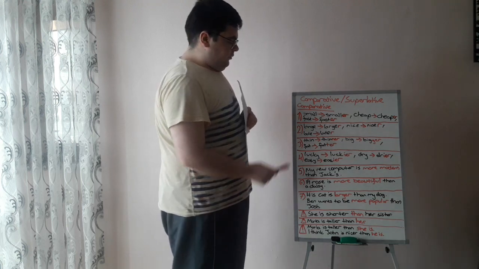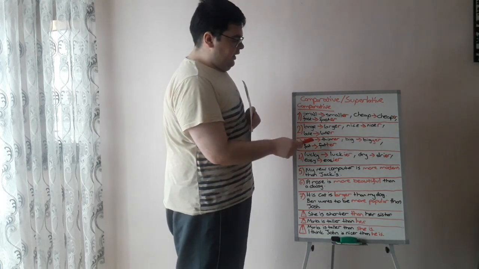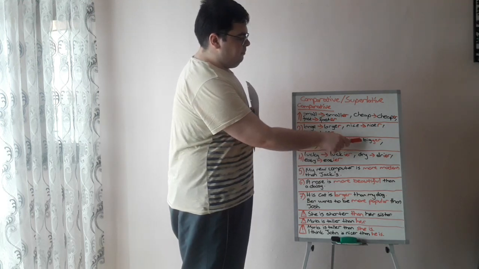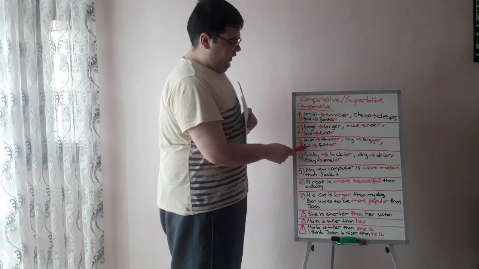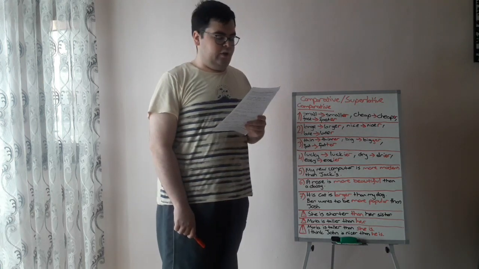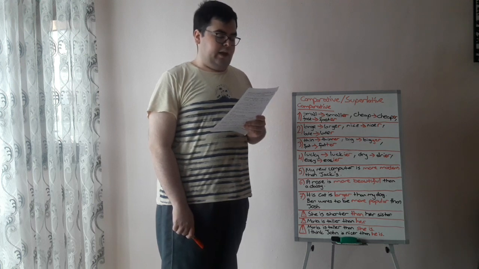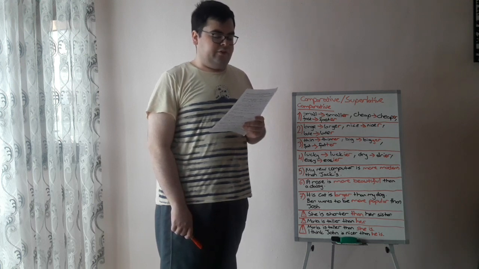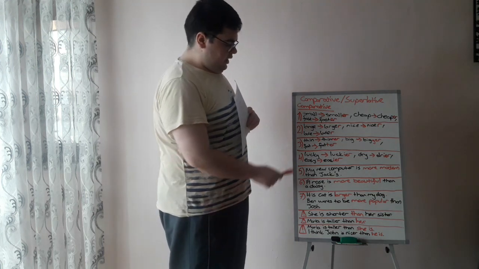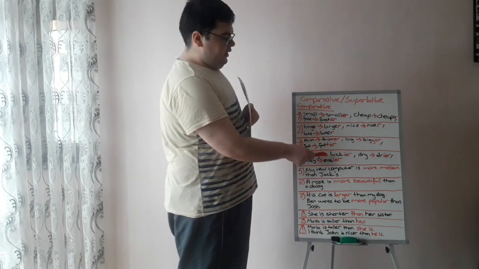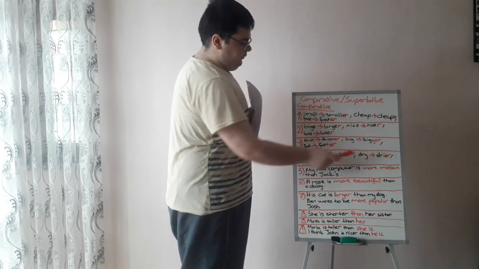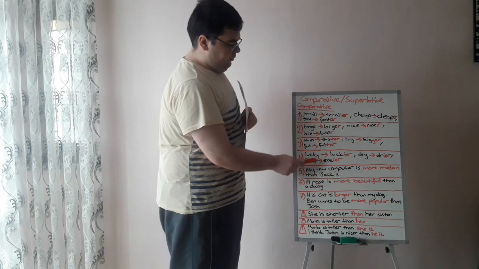Let's look at our examples. Thin becomes thinner. Big becomes bigger. Fat becomes fatter. We change Y to I and add ER for adjectives that end in Y. For example, lucky becomes luckier. Dry becomes drier. Easy becomes easier.